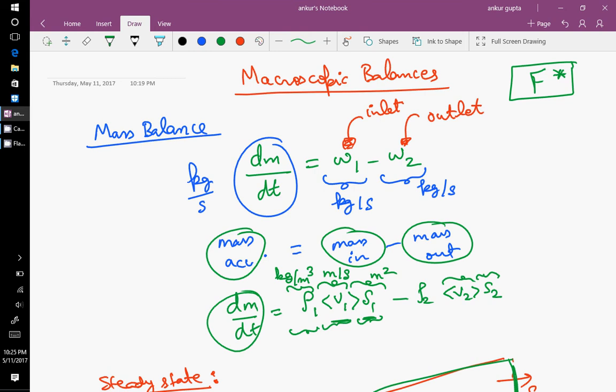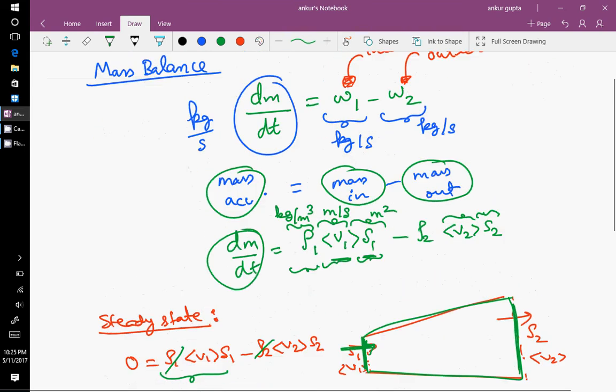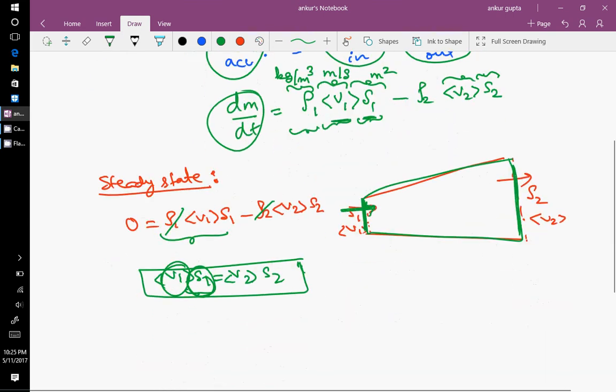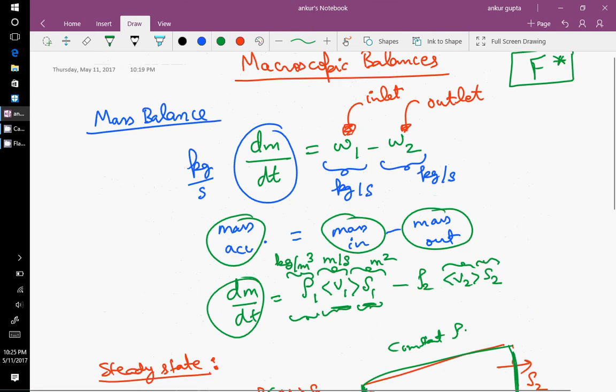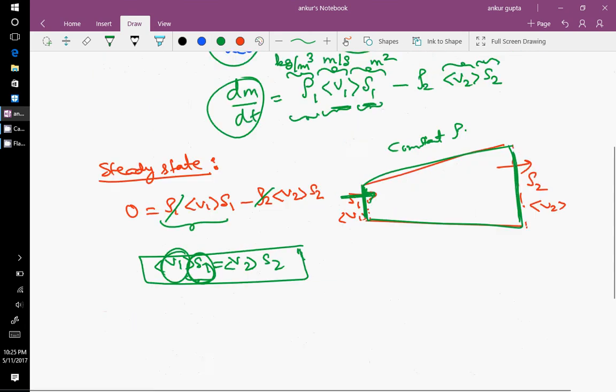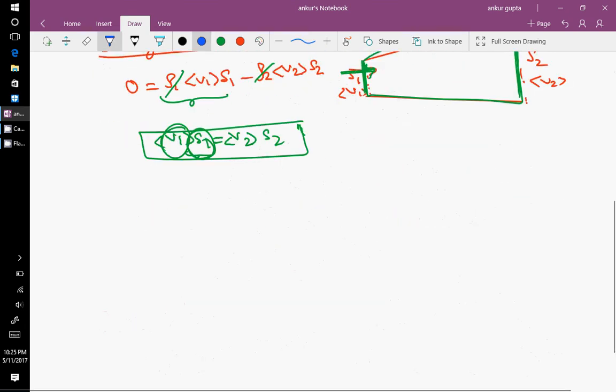I hope that you are able to follow what I did here. Just writing the expression of w1 is rho1 v1 s1, w2 is rho2 v2 s2, and equating them, and obviously assuming that rho1 is equal to rho2 because it's a liquid and we can assume constant rho. Okay. So this was the part of the mass balance. Now let's switch gears and talk about momentum balance.